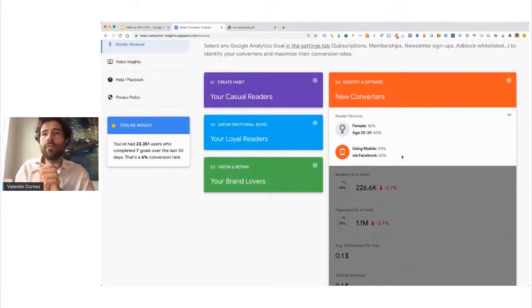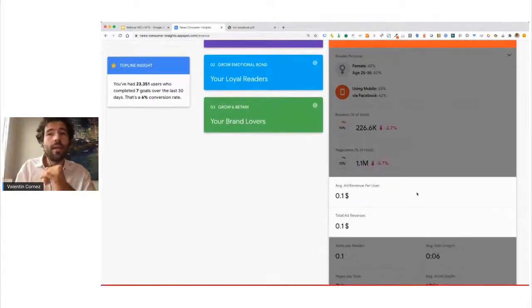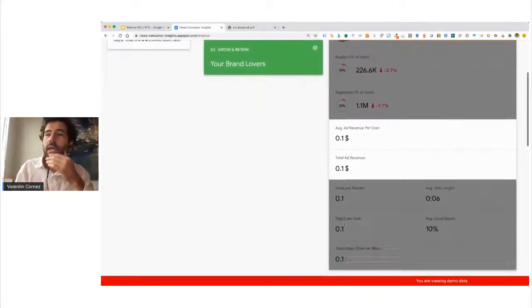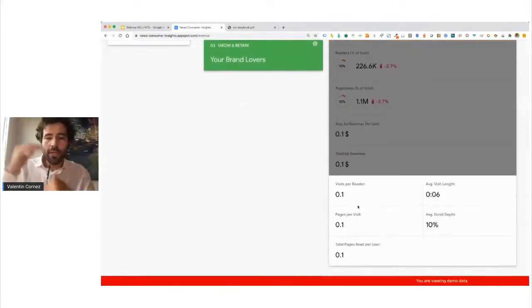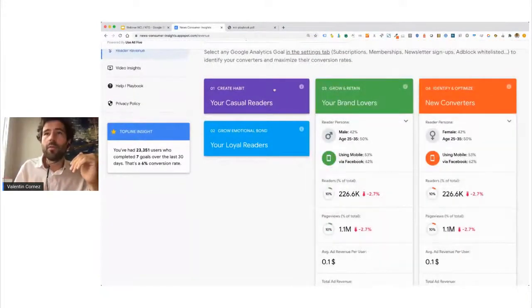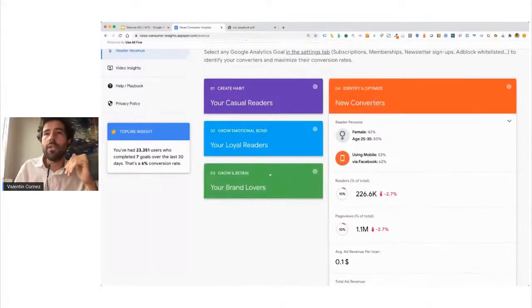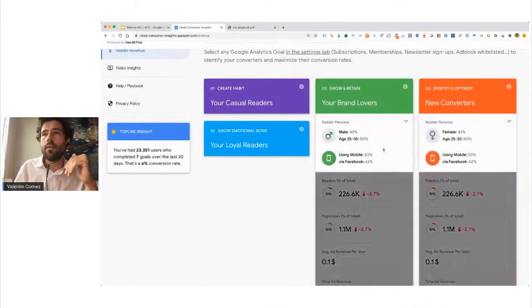Also, if you go down, you have the ability to see how many converters we're talking about over the last 30 days, how many page views they generate, and the value of those users, so the average revenue per user and the total ad revenue generated by those users, again at the user engagement level. It gets interesting when you start comparing your converters with your other segments. You can do that just by clicking on those segments and checking the comparisons.